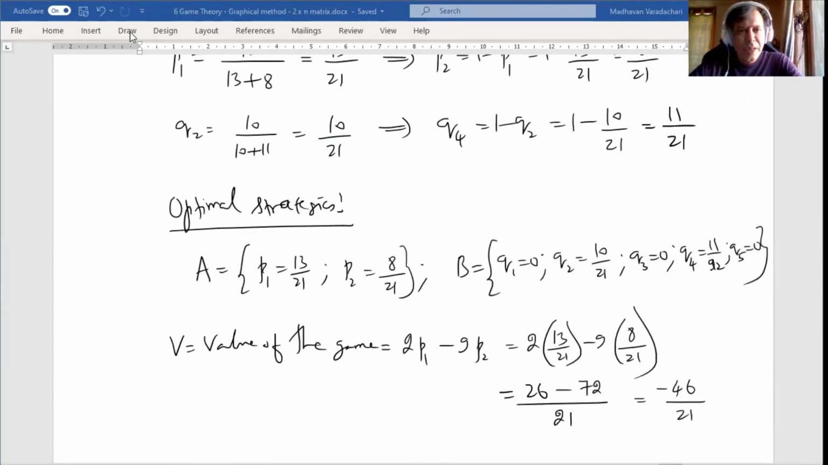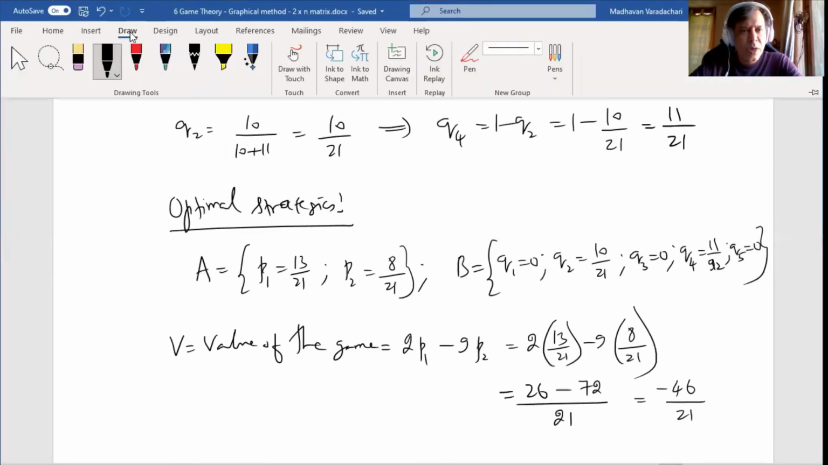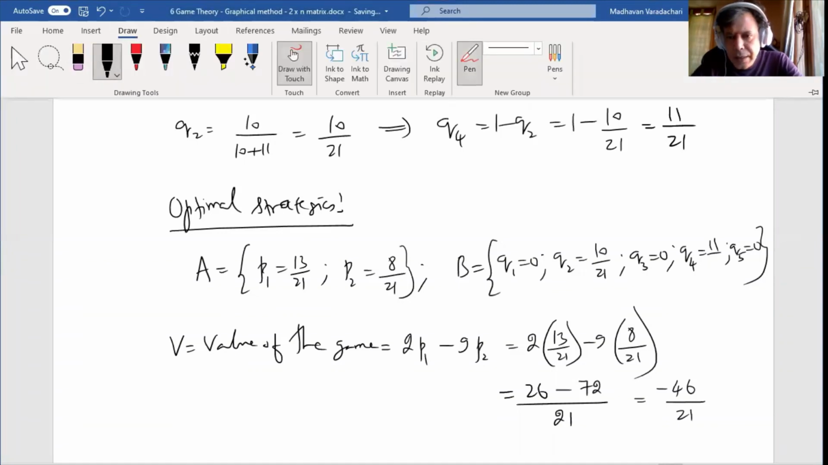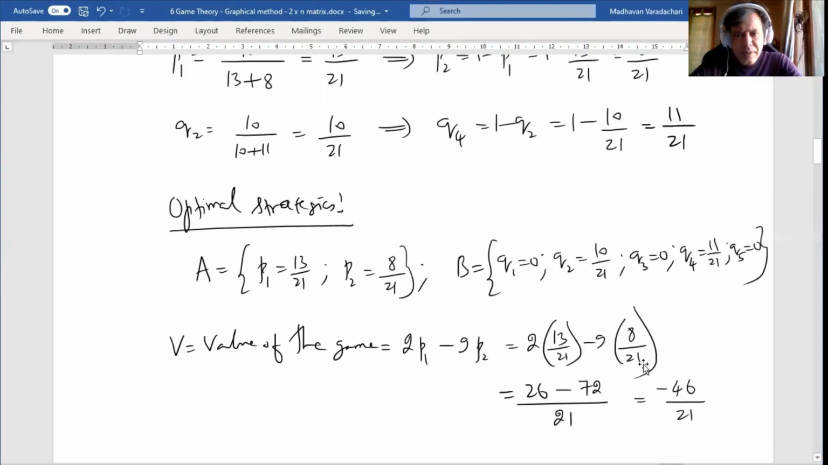There is a small error in the optimal strategies that I wrote for player B. Here it should be 21 instead of 12 that I wrote. Let me correct it. It should be 11 by 21. I think otherwise it is okay.